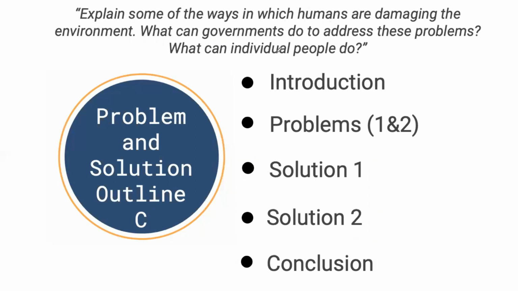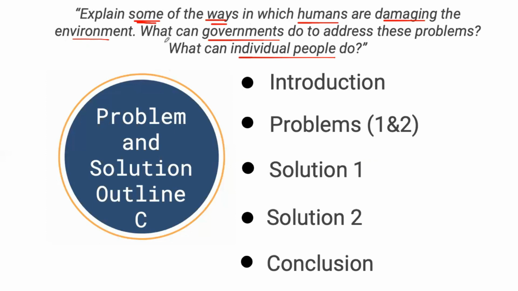So you see these 2 questions here at the end, very important. So in this case, the question has already presented 2 different parts of both the problem and the solution. So the problem here is that humans are damaging the environment. And you have to think of what governments can do and what individual people can do. And don't forget, it also says, explain some of the ways. So when it says some of the ways or some of the measures, keep in mind that they are wanting you to discuss more than one. Some is always more than one.